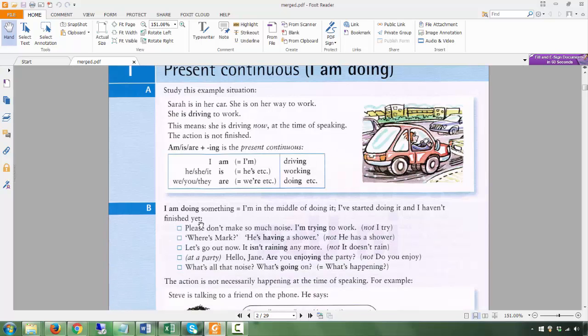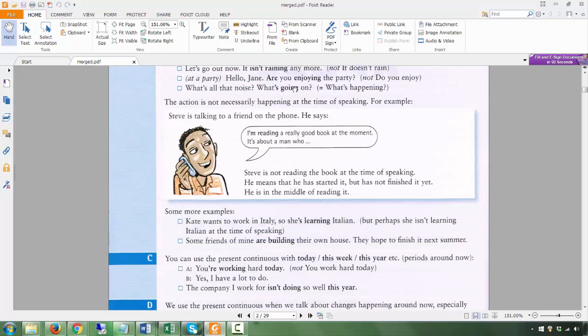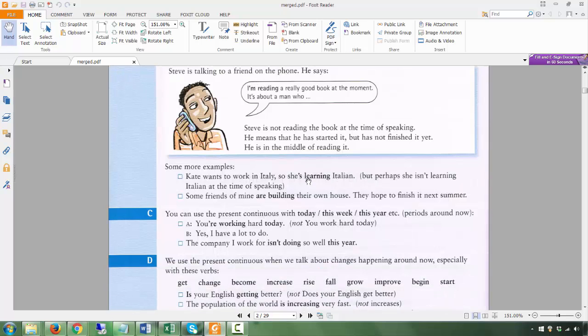All right, and it also tells you the meaning: in the middle of doing something. I've started it and I haven't finished it yet. Okay, read through this more in depth. I'm not going to go through every single thing.